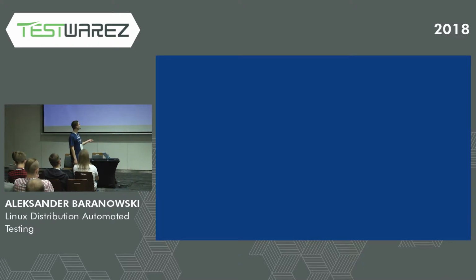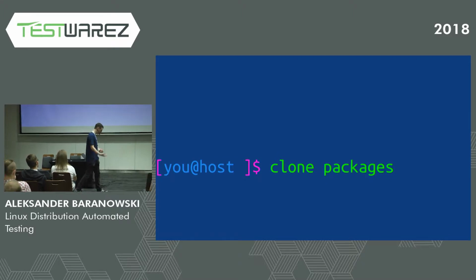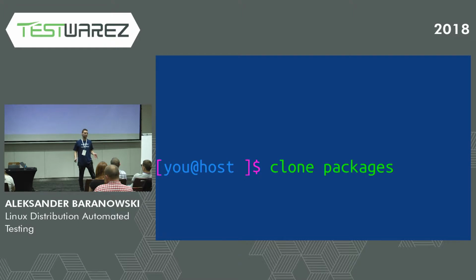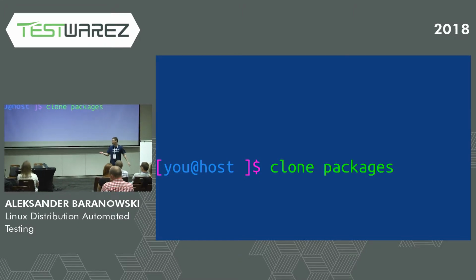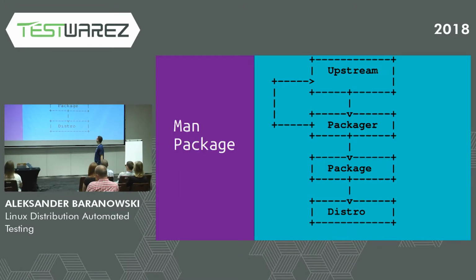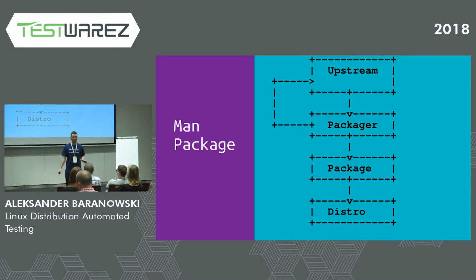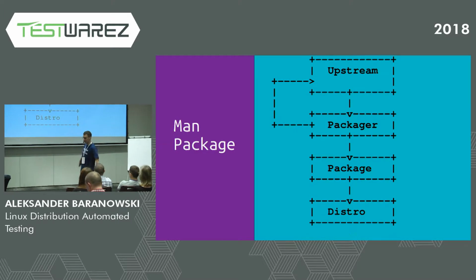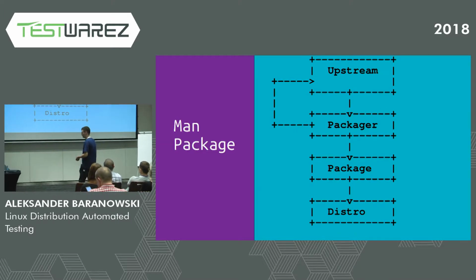Okay. The next thing is how we will make packages. We decided what we want, how this distribution should look, and we want to make the packages. So this is the ASCII art that I made. This is not art, by the way. We have the upstream. The packagers take the upstream, make the package, and put it into the distro.